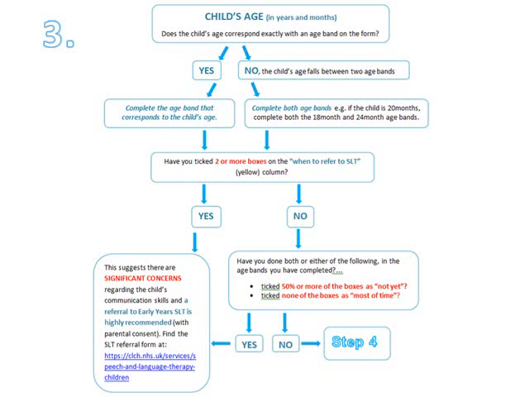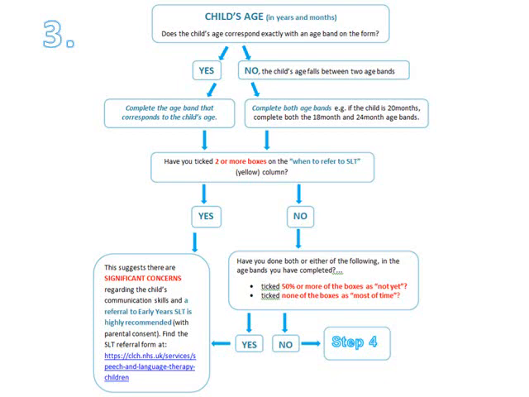Across the age bands you have completed, have you ticked 2 or more boxes on the When to Refer to SLT column, so the yellow column on the right-hand side of the monitoring tool? If so, this suggests there are significant concerns regarding the child's communication skills, and a referral to early years speech and language therapy is highly recommended with parental consent.